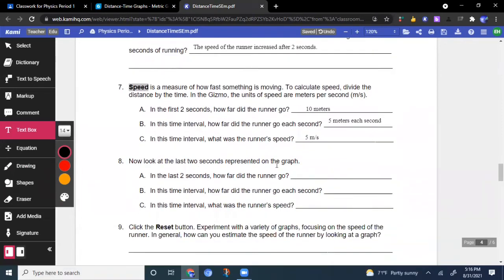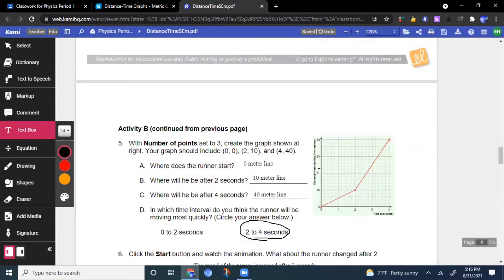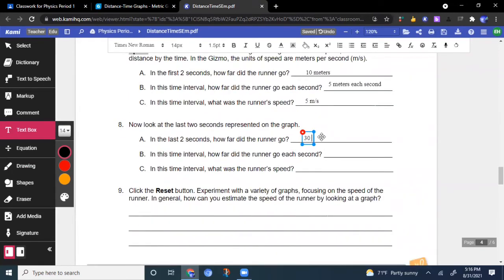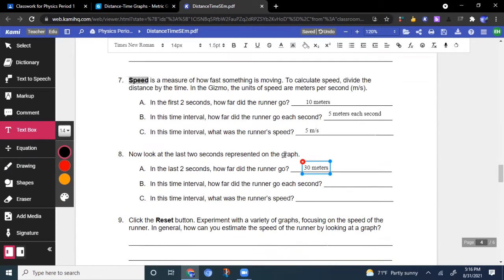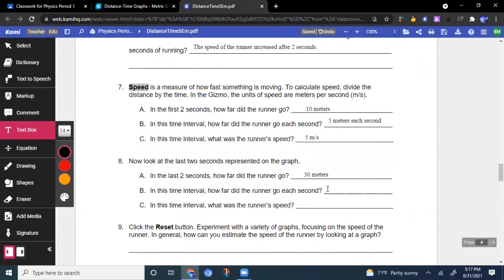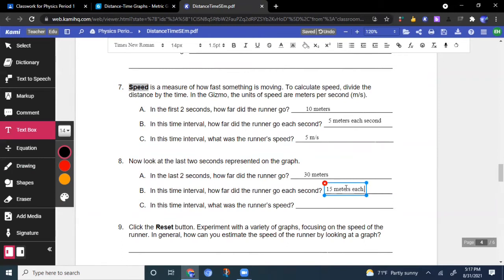Now look at the last 2 seconds on the graph. In the last 2 seconds, how far did the runner go? Well, the runner went from 10 meters to 40 meters. So the runner went a total of 30 meters. In this time interval, how far did the runner get each second? Well, if we follow the concept of slope, the runner went 30 meters in 2 seconds. So 30 meters in 2 seconds averages to 15 meters each second.